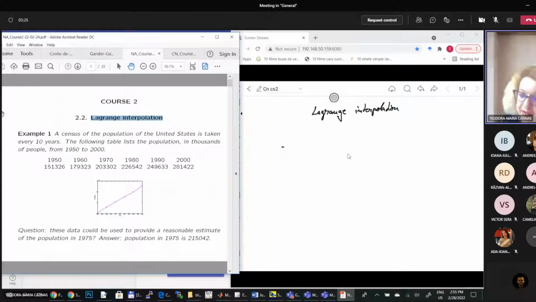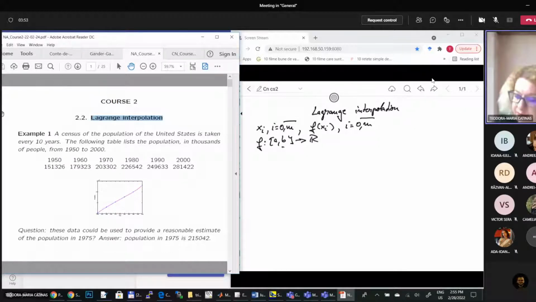When we have as given data a set of n plus 1 points, or nodes, and we know the value of the function for this set of points. So we have n plus 1 pieces of information regarding the function. Function f is the function that is approximated, knowing n plus 1 pieces of information about the function.